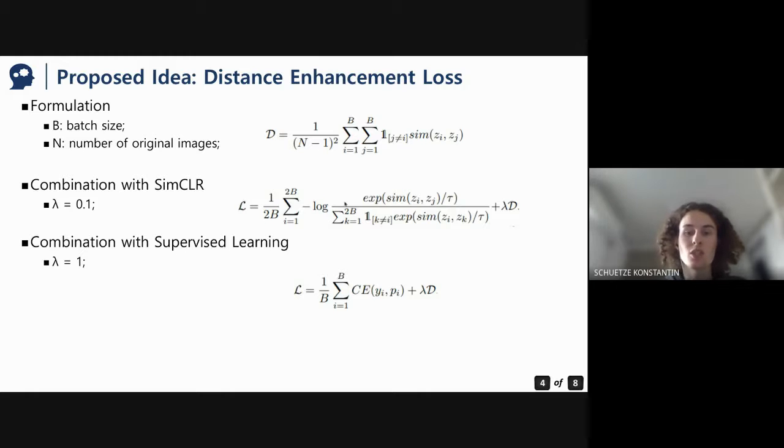Since the original objective of making the augmentations of the same image map to the same representation is still crucial, we introduce a lambda parameter to balance the original objective with our addition. We also found that we can use this to improve the results of supervised learning by adding our term to the cross entropy loss.